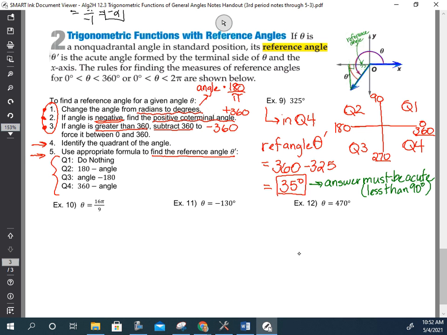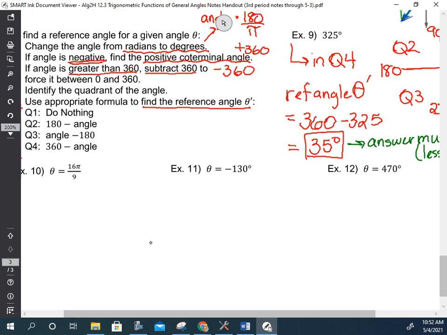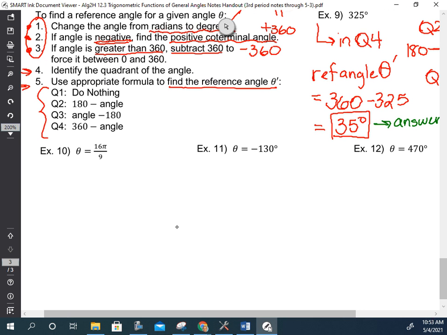All right, so let's do example 10. Same rules apply. This time we have 16 pi over 9. We have a little bit bigger of an angle, and we have an angle in radians. So now we have to do step number 1. 16 pi over 9 needs to be converted: 16 pi over 9 multiplied times 180 over pi.